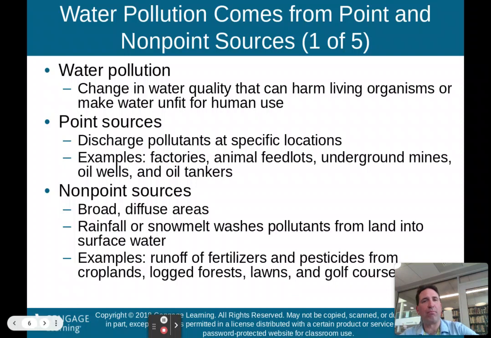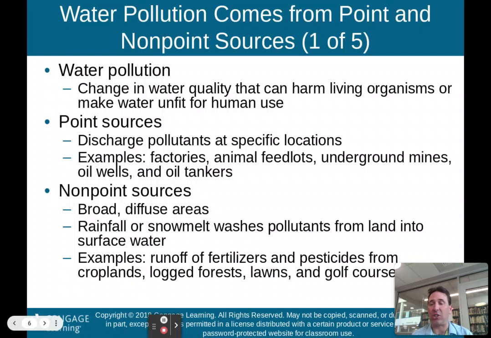Water pollution comes from point and non-point sources. I believe we did briefly talk about point and non-point sources in a previous unit. What are they? Basically, water pollution is a change in water quality that can harm living organisms or make water unfit for human use. A point source is where we know where the pollution is coming from. So a point source pollution is a discharge of pollutants at a specific location.